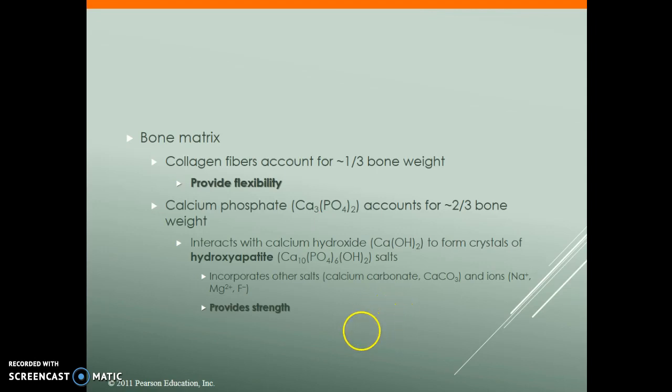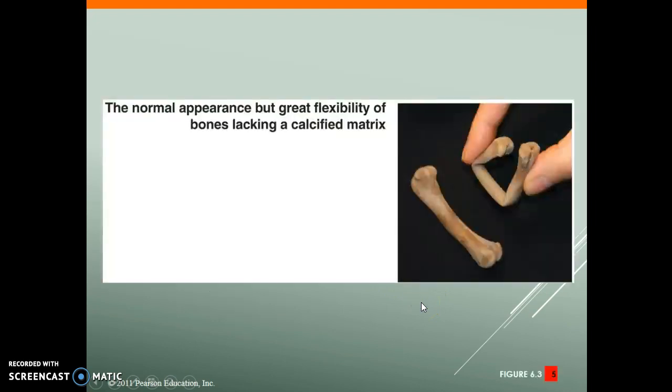Calcium phosphate is a lot of the bone, and the calcium phosphate combines with the calcium hydroxide to form what is called hydroxyapatite. But we see other calcium salts in the bone, calcium carbonate, and ions as well. If you were to remove the calcium, here I believe we've soaked the chicken bones in vinegar and removed the calcium. So you've still got the collagen protein, but no calcium, so they're not hard any longer.